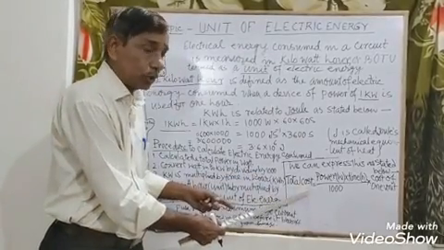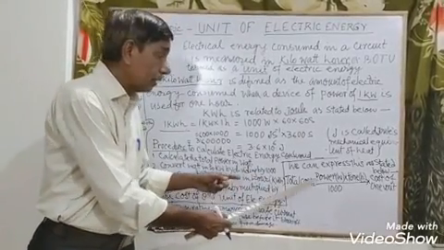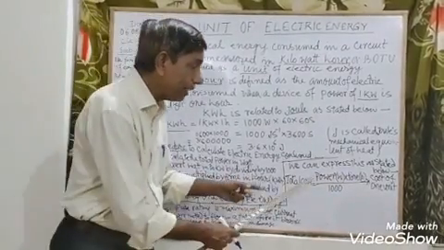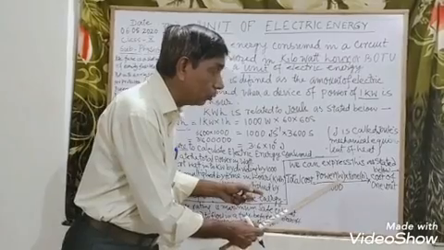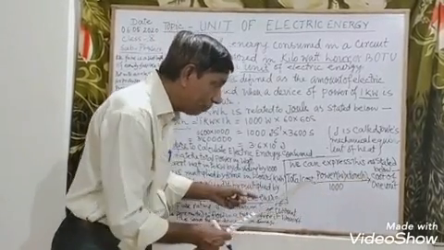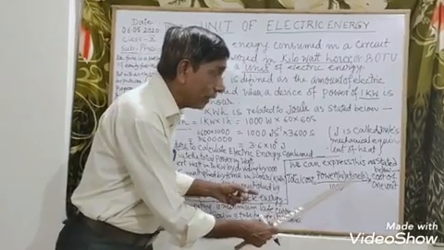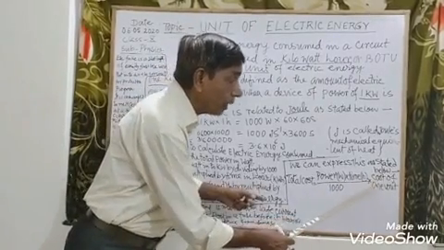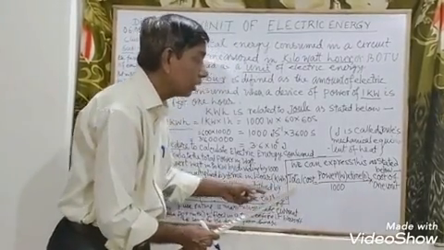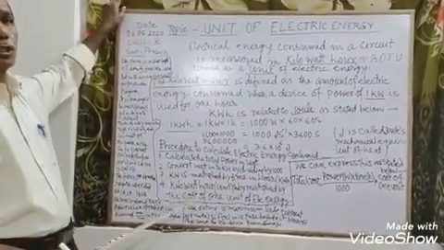Total cost: we have to multiply power and time. Power is written here in the form of W into time, that is H, divided by 1000 into the cost of 1 unit. This is the formula to find out the total cost.